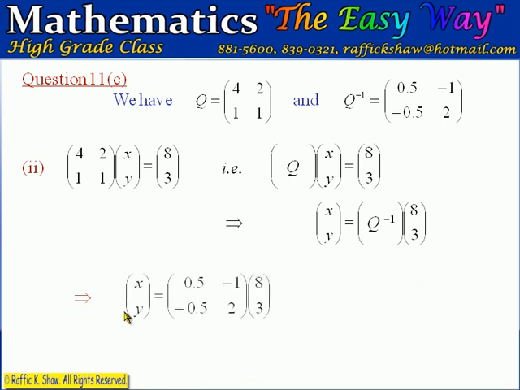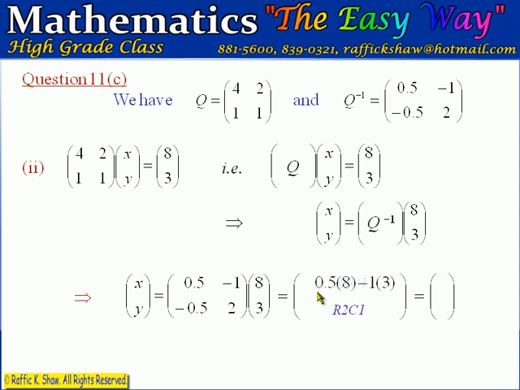So let's show that. The matrix XY is the inverse of Q, that's Q to the minus 1 from here, multiplied by 8, 3. And the result of this multiplication is going to be a column matrix, and we can go ahead and show how this calculation will be done. Again, this element here is row 1, column 1. So we are multiplying row 1 here by column 1 here to get this element. So it's 0.5 multiplied by 8 and negative 1 multiplied by 3.